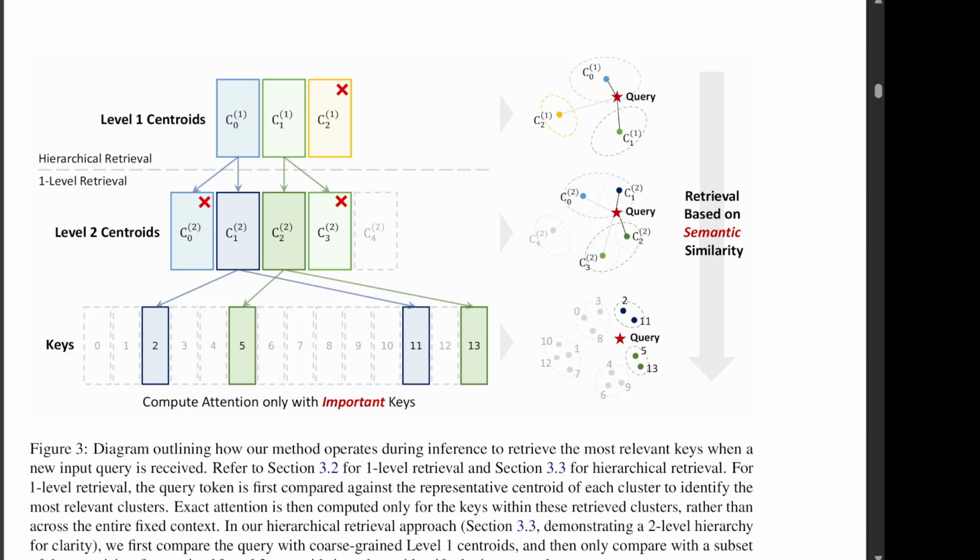First, they cluster the keys into, say, level 2 centroids. These are pretty fine-grained. Then they take those level 2 centroids and cluster them into level 1 centroids, which are much coarser. Okay, so it's like chapters and then paragraphs within chapters, a nested structure.